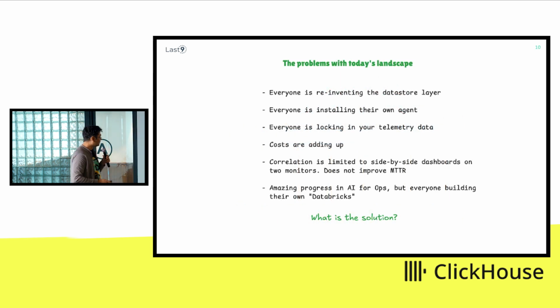So if you look at the problem with today's landscape, I'll just summarize them. Right? Everyone is reinventing the data store layer. Everyone is installing their own agent. Everyone is locking in your telemetry data into their product, into a silo. The costs are adding up. And today when you talk of correlation, it is just limited to people loading dashboards side by side and trying to figure out the common information within those dashboards. Like, having multiple monitors is not correlation.